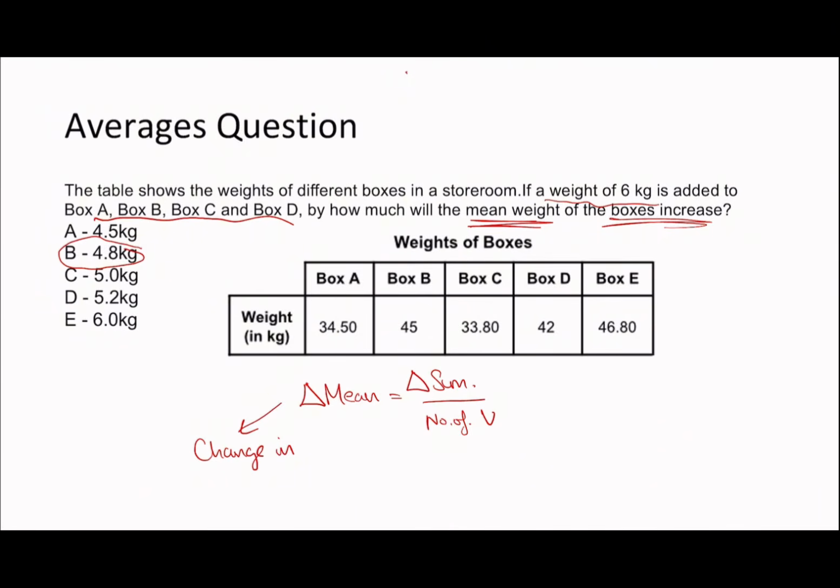The sum. So therefore the change in the mean is due to the change in the sum. And how much does the sum change by? It changes by 6 times 4 kilograms. 6 kilograms times 4 boxes. And what's the number of values? It's still 5 boxes. 24 divided by 5 is 4.8 kg. So you can see, a one-step problem.